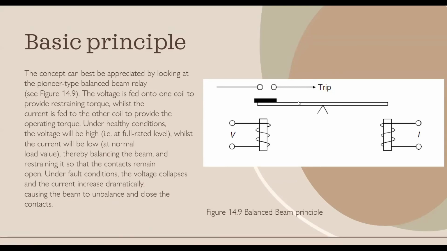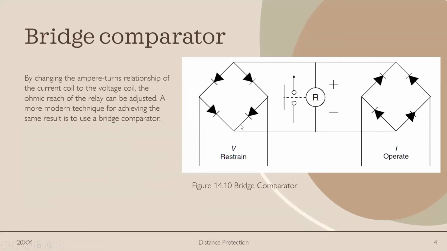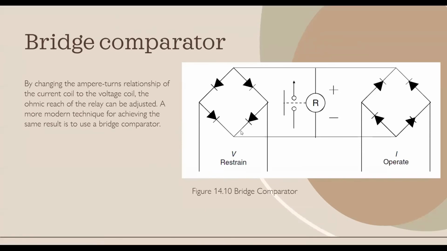Now, by changing the ampere turns relationship of the current coil to the voltage coil, the ohmic reach of the relay can be adjusted. A more modern technique for achieving the same result is to use a bridge comparator, as seen in this figure.